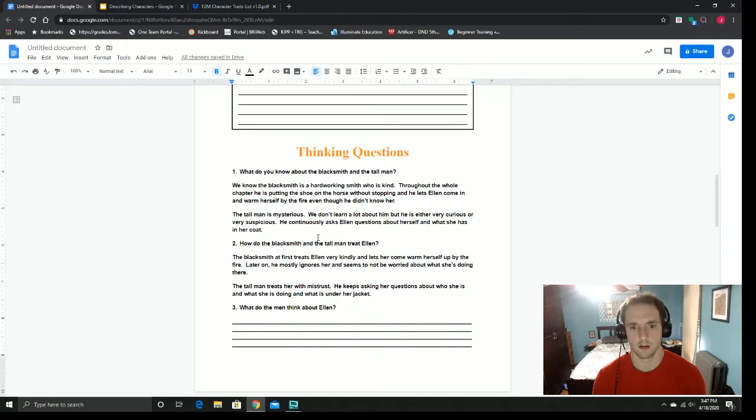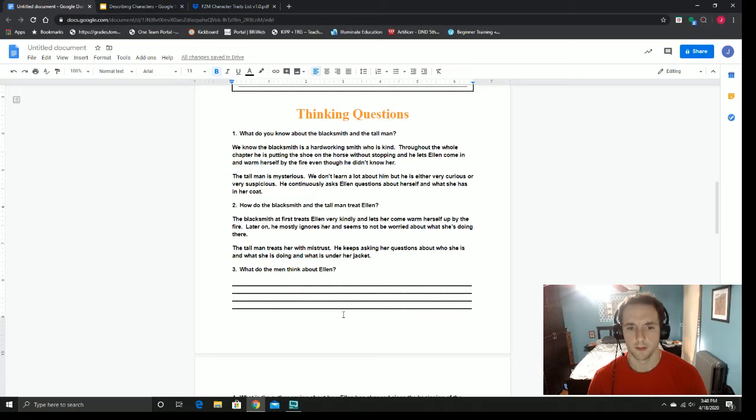And for number 3, we can kind of skip over it because we answered it in number 2. What did the men think about Ellen? One ignores her, and the second one keeps asking her questions. So actually, let's take a second now to answer this. What do the men think about Ellen? The blacksmith, we said before, ignores her, so we have to dive in. If the tall man keeps asking her questions, what must he think about Ellen? Take a moment now to answer it to yourself.